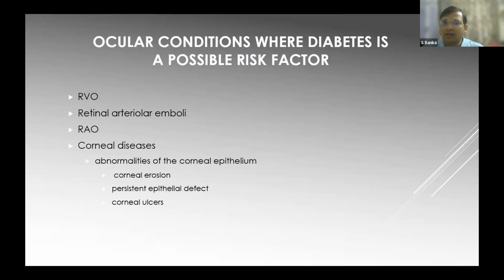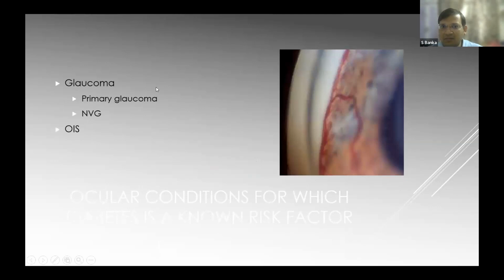It has been related as a possible risk factor with many eye conditions like retinal venous occlusions, arteriolar emboli, retinal arteriolar occlusions, and some corneal diseases, especially related to erosion of the corneal epithelium or causing persistent epithelial defects. And there are some diseases like glaucoma, maybe primary open angle glaucoma or neovascular glaucoma, even ocular ischemic syndrome, for which diabetes has been known as a risk factor.